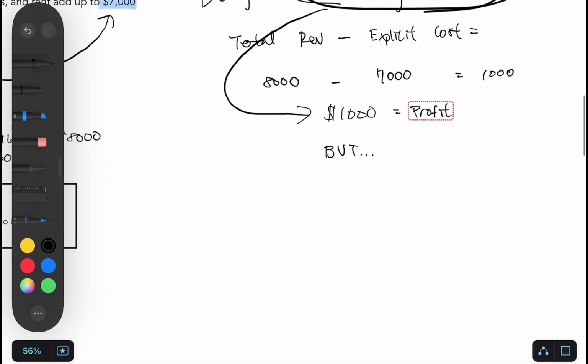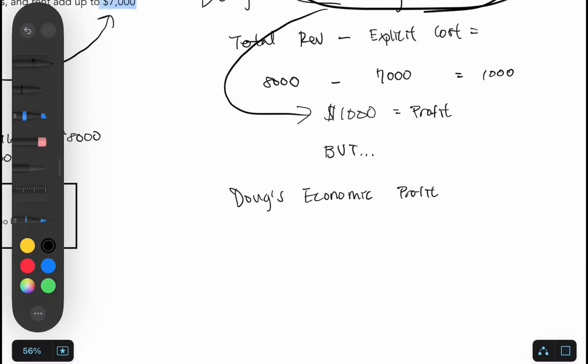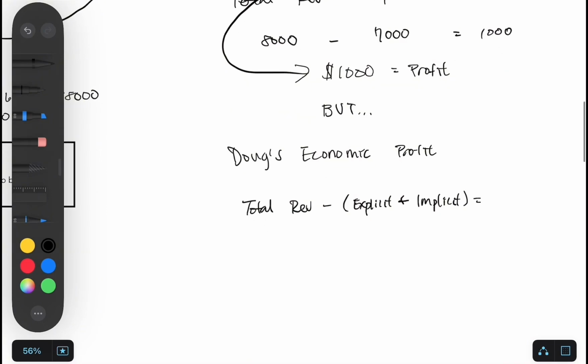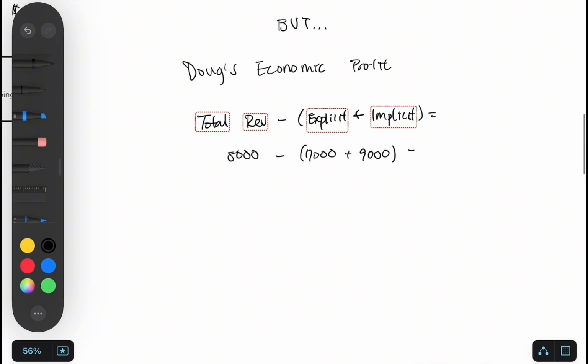But when you're calculating Doug's economic profit, it would be the total revenue minus economic cost, which is implicit and explicit costs. So that would be the $8,000 minus the $7,000 plus the $9,000. So that would result in $8,000 minus $16,000, which would be a loss of $8,000.